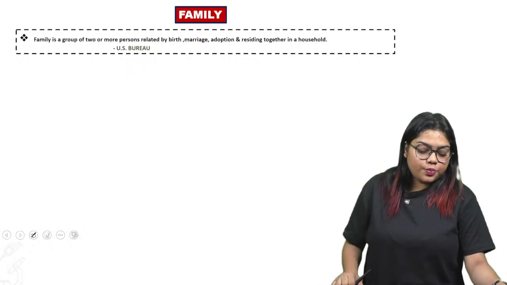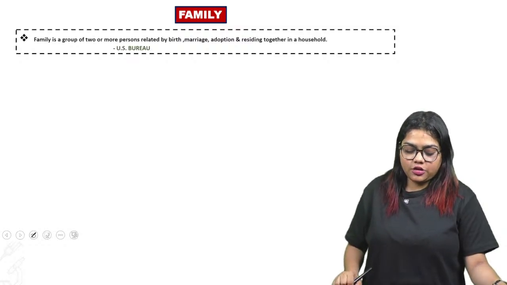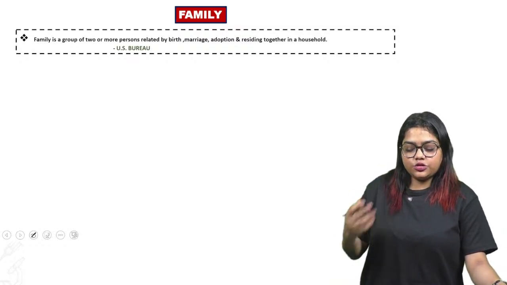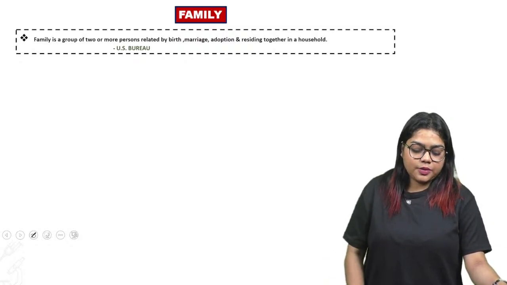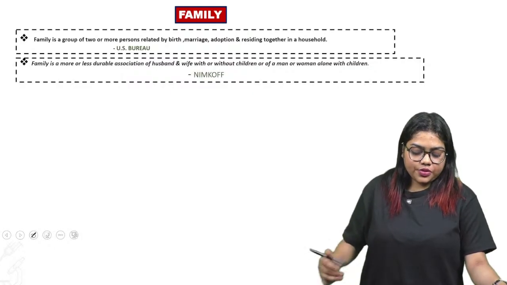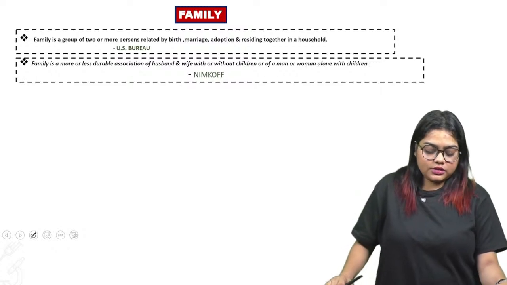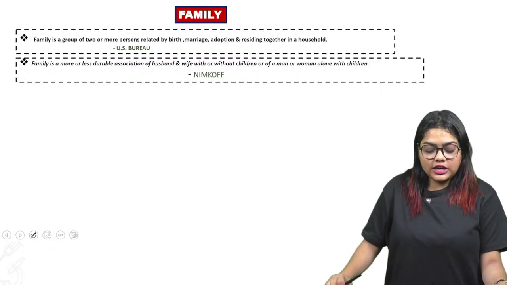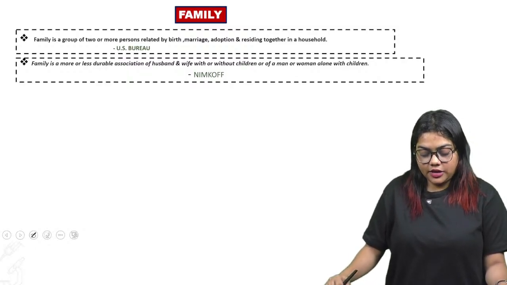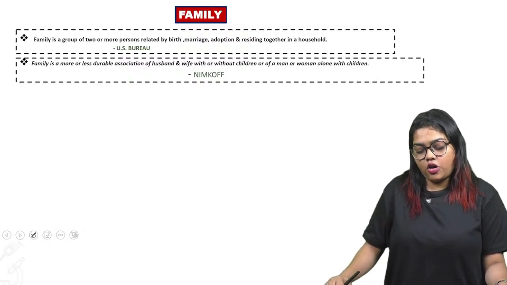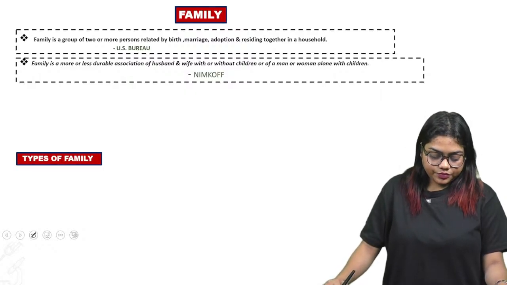Family is a group of 2 or more persons who are related by birth, marriage, adoption or residing together in a household is called a family. It's stated by the US Bureau. And Nimkoff stated that family is a more or less durable association of husband and wife with or without children, or of a man and woman alone with children.